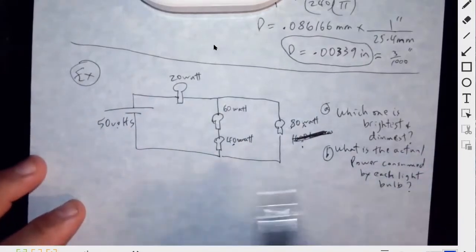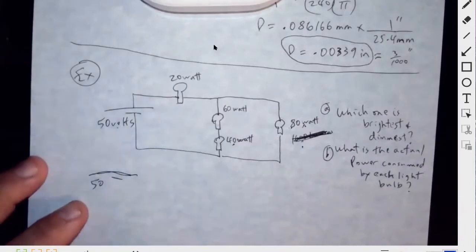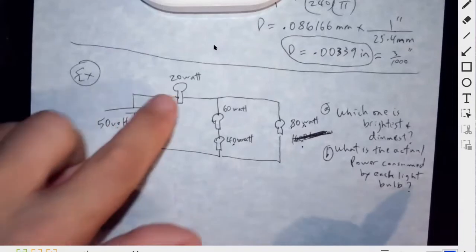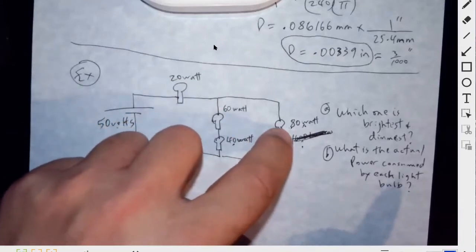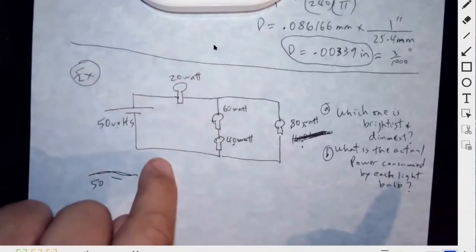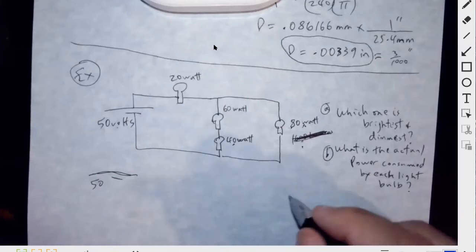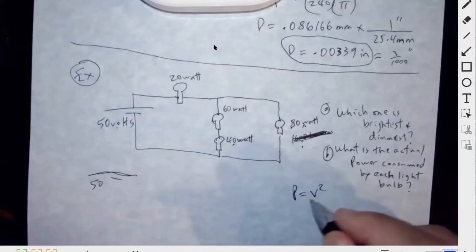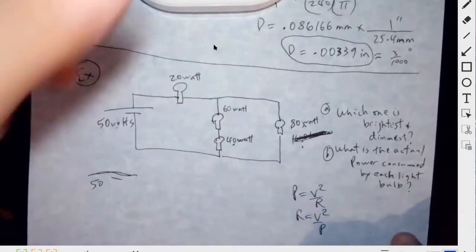Okay, so how do we do this? Well, we change this into an equivalent resistor circuit. So we calculate the resistance of each one, and then we make it into a resistor circuit. How do we calculate the resistance of each one? This equation, right? P is V squared over R, so R is V squared over P.